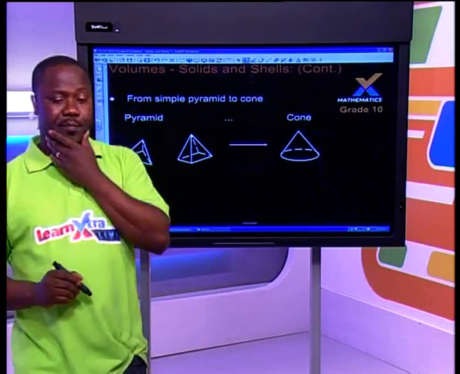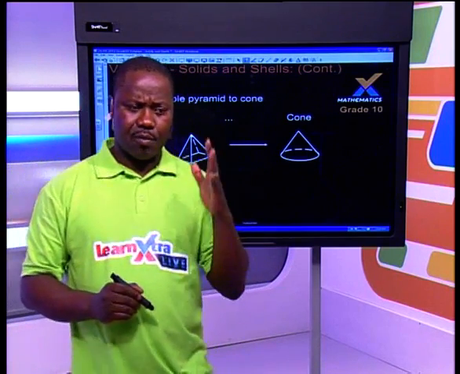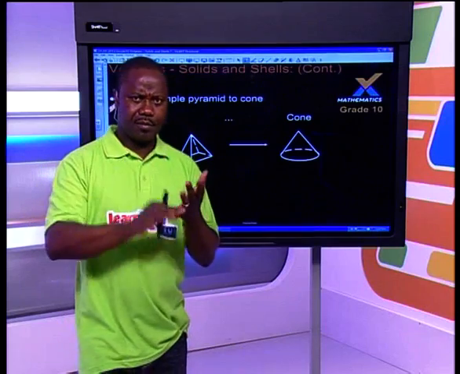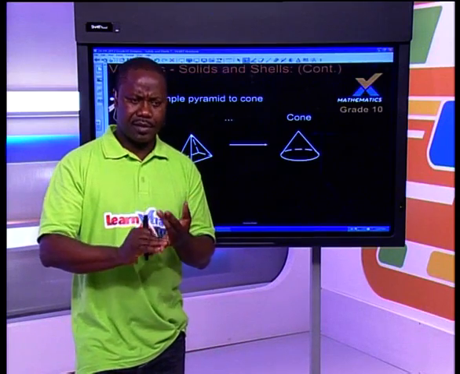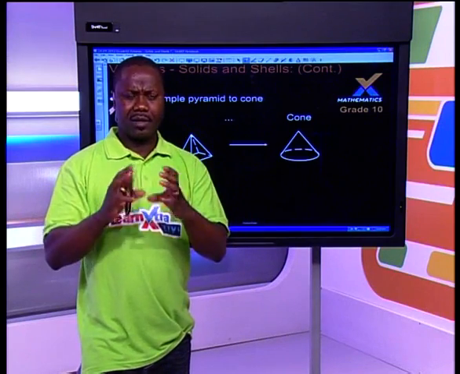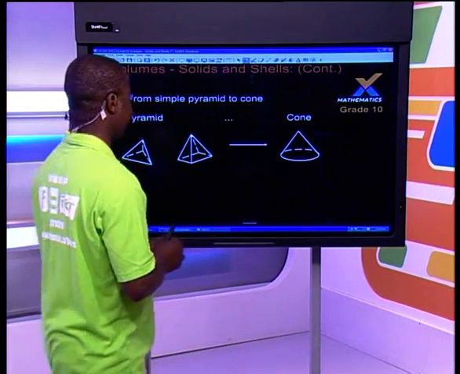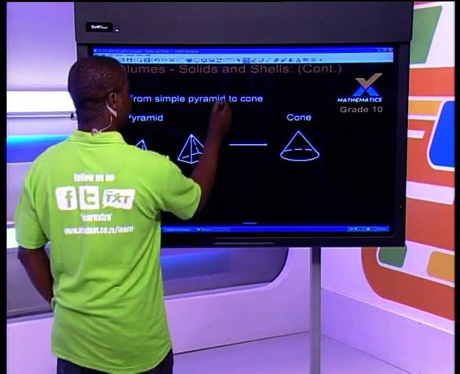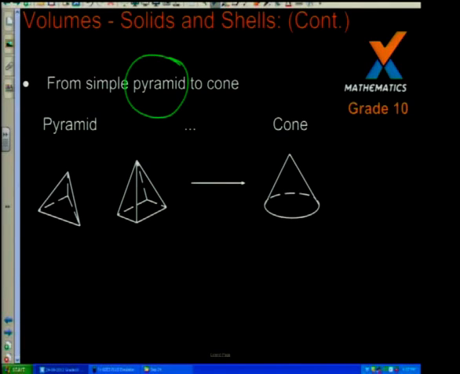Now we can move to the pyramid. Our common solids are going to be the prisms, the pyramids, and regular polyhedrons. Okay, so now we're moving to the pyramid.